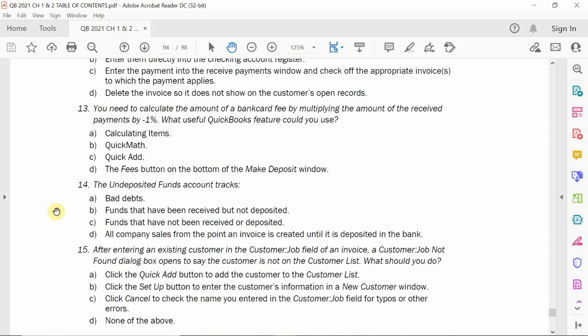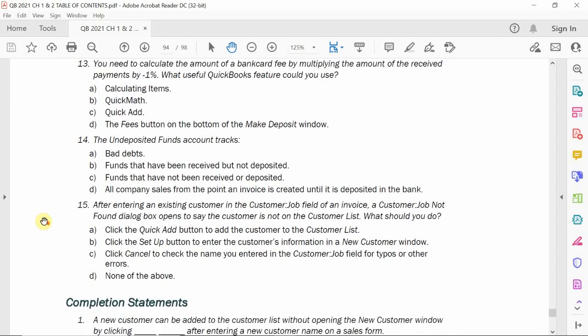Okay. All right, number 14. The undeposited funds account tracks what? B, as in boy, is correct. Funds that have been received but not yet deposited. So again, the idea of utilizing this is the same as in real life. If you receive a check or cash, it's going to be sitting in a box until you go and deposit it into your checking account yourself. So same idea there.